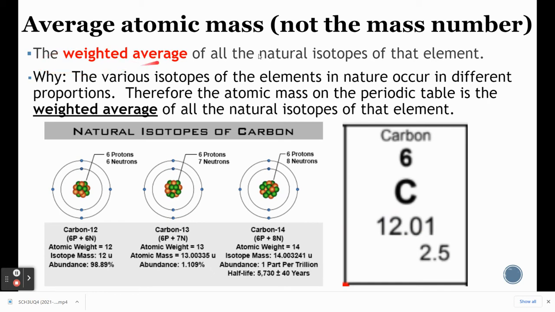It's a weighted average. This is not the mass number. When we round the mass to do those calculations with neutrons and protons and electrons, that rounded number is called a mass number. The number you actually see on your periodic table is the average atomic mass. We just round it to make it more convenient for our calculations. So we're going to take a look at how we can figure out this average mass using isotopic abundance and a few other bits of information as well.